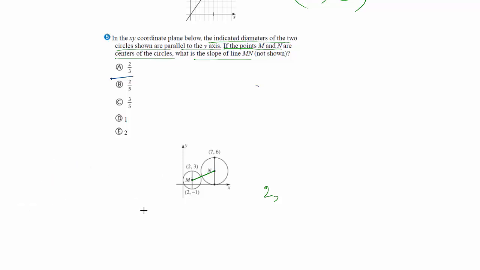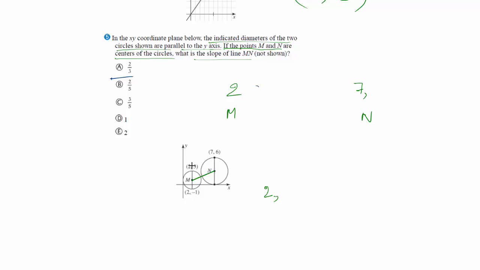Now let us calculate the coordinates of point M. The x coordinate will be 2. In the same way, the coordinates of point N, it'll be M here, it'll be N here. The x coordinate of the point N will be 7, because the x coordinate will not change for the whole line, but the y coordinate is changing.